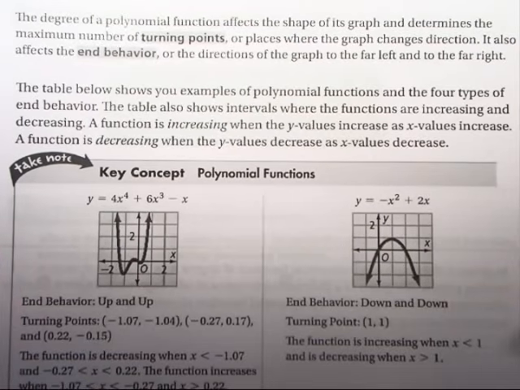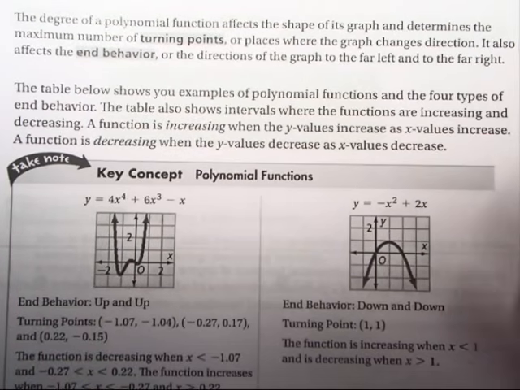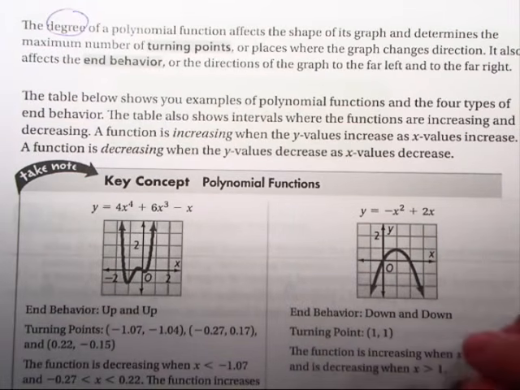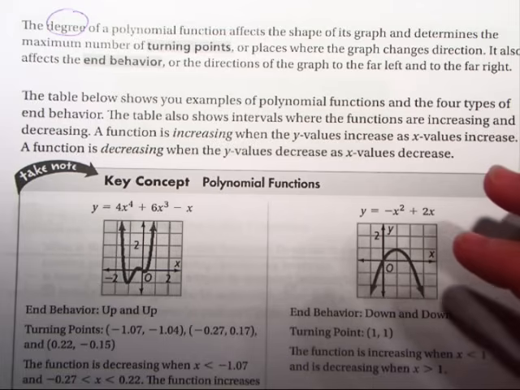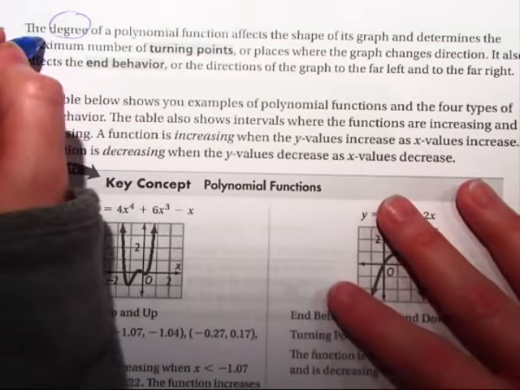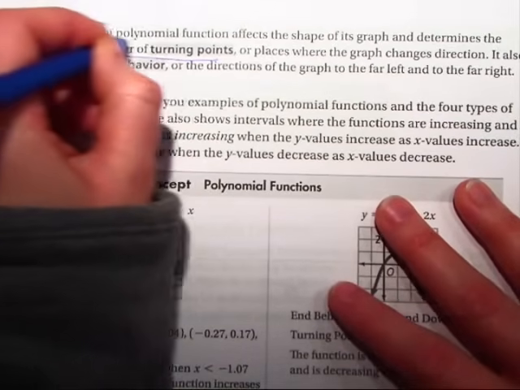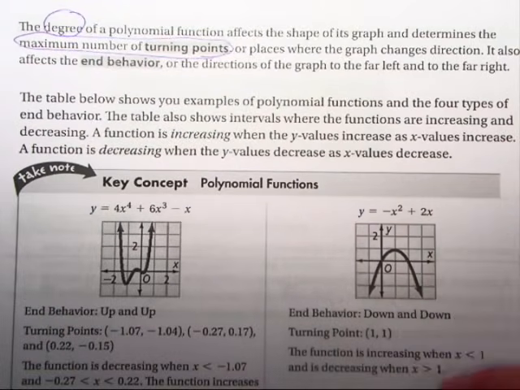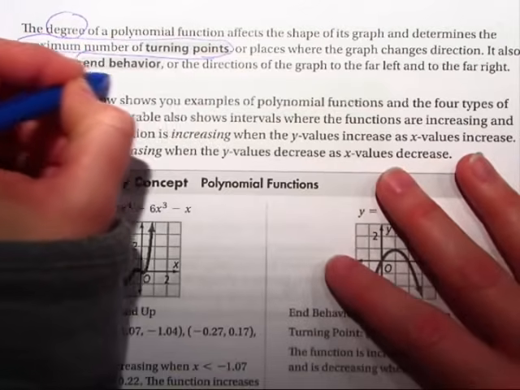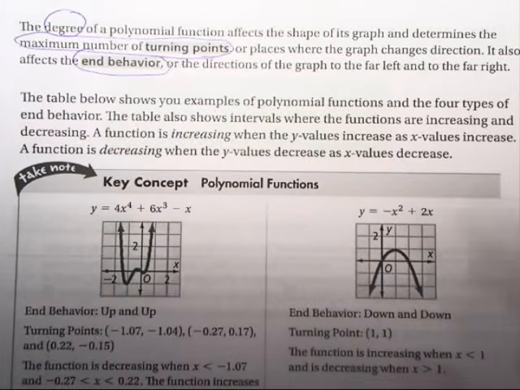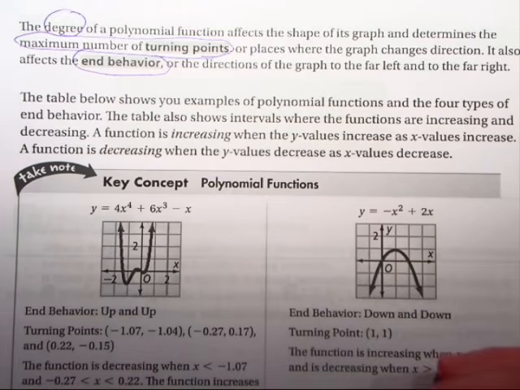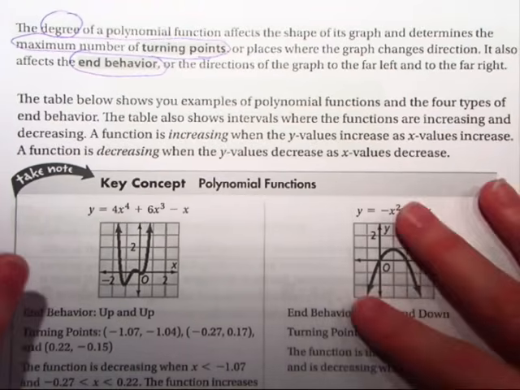So we just learned how to name degrees of polynomials. Now a degree of a polynomial will determine how that polynomial behaves on a graph. It will determine the maximum number of turning points, and it will also tell you a little bit about the end behavior of the graph, whether it goes up and down, down and down, up and up, whatever. And this table below is going to help us learn about this a little bit, okay?